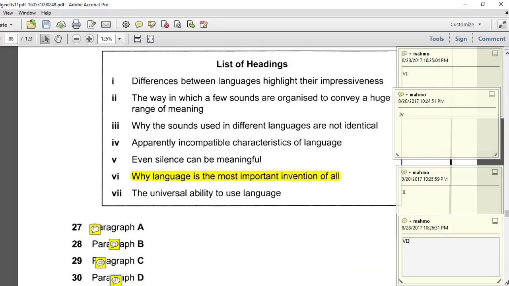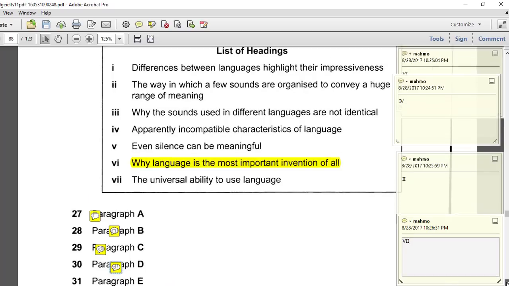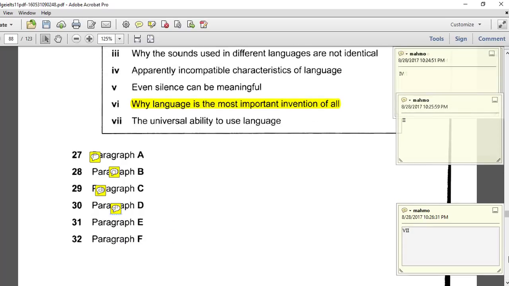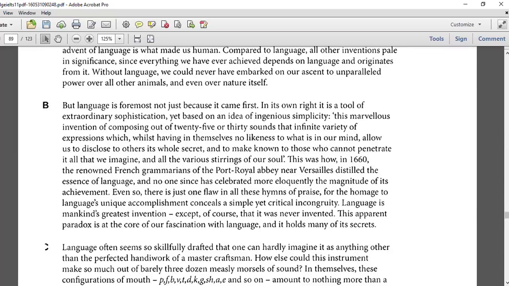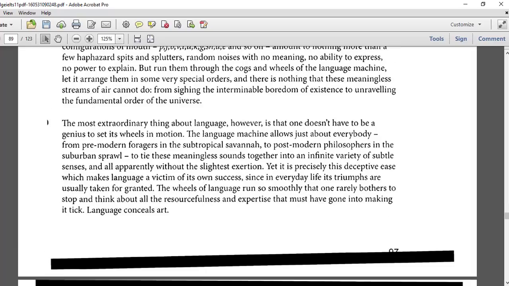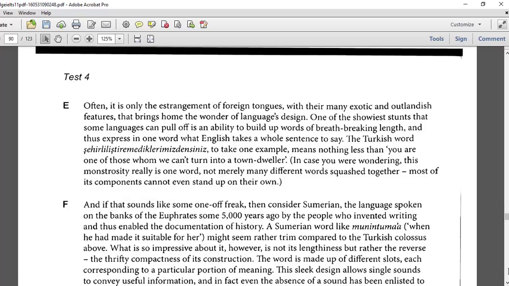Okay, number 7. Next, number E. We're done with number D, yes? Yes. Now, the most extraordinary thing about language? Yes, okay. Number E. Often it is only the estrangement of foreign tongues, foreign languages. There was something about foreign languages in the headings, but let's read the first sentence fully first. Many exotic and outlandish features bring home the wonder of language design.